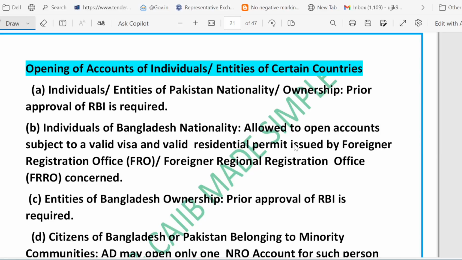Now friends, some nationalities face extra paperwork while opening a bank account in India. So I will explain who needs RBI permission, who can open an NRO account, the special rule for minorities from Bangladesh and Pakistan, and the 6-month renewal rule.